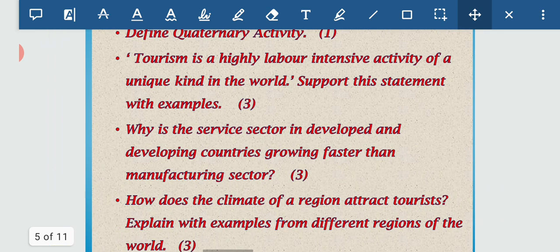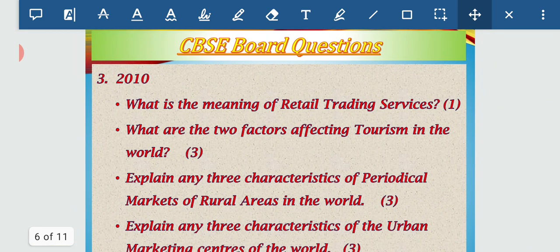Now next, it is 2010. What is the meaning of retail trade servicing? It is just a repetition. What are the two factors that affect tourism in the world?